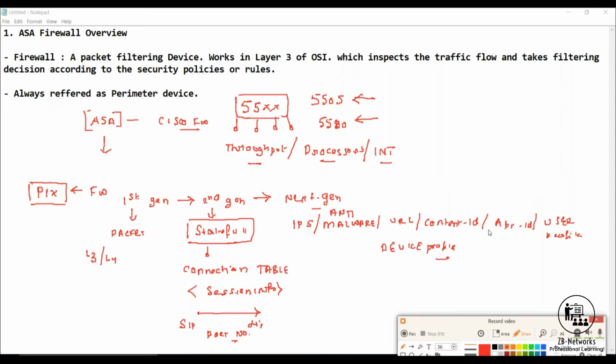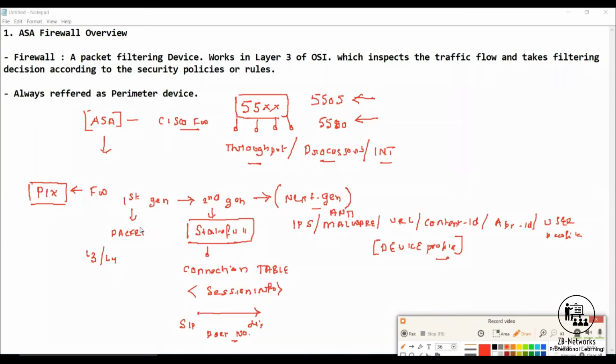For example, I cannot send traffic to the internet using Google Chrome as my application browser, but I can send the traffic towards the internet using Mozilla as a browser-based application. Or even content ID: you can access Facebook.com, but you cannot use the chat feature or the messenger feature of Facebook.com. Device profile: you can access a corporate network by using your laptop, but you cannot access the corporate network devices using personal appliances like phones or iPads. So you have multiple ways in the next gen firewall to filter your traffic. You can think of multiple sources of filtering.